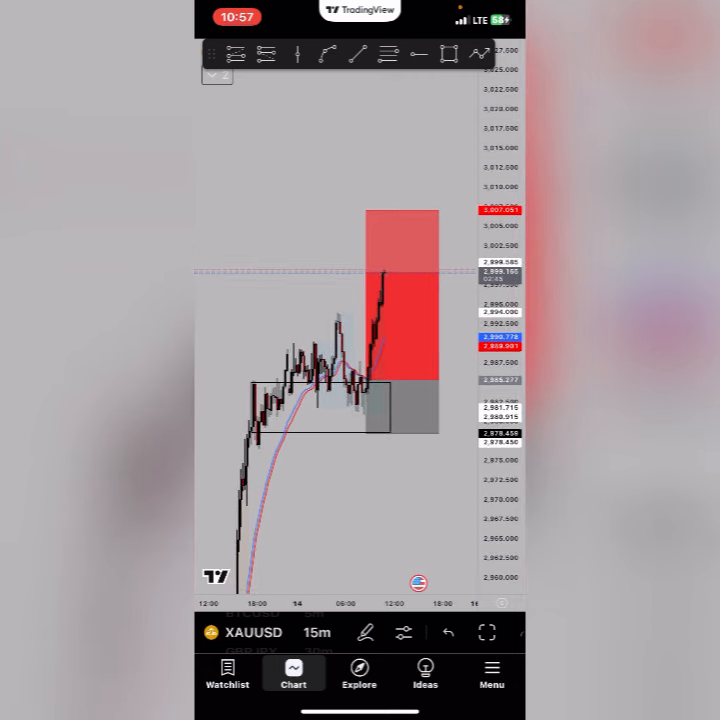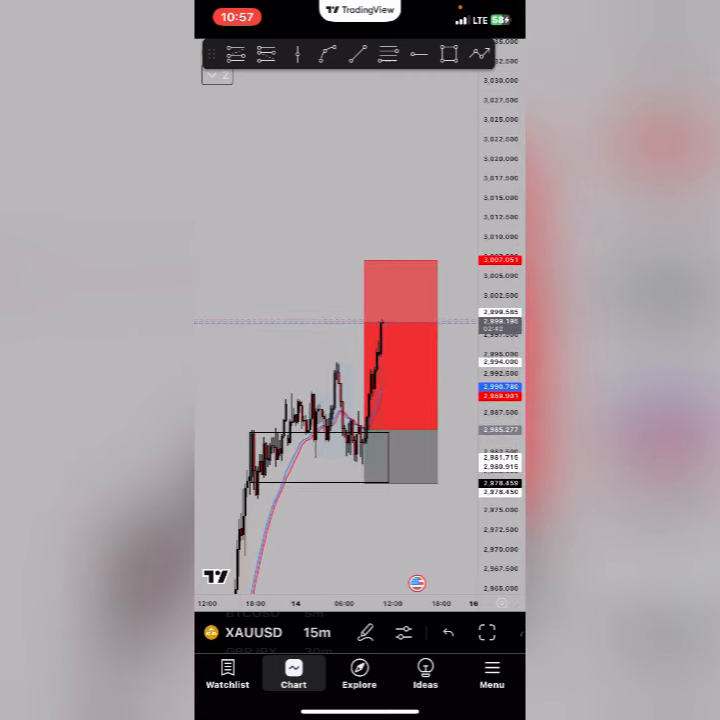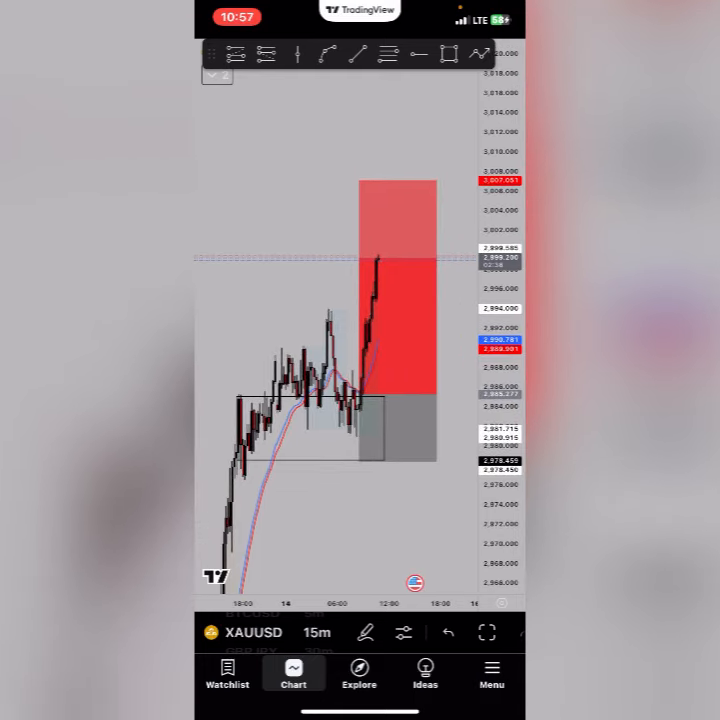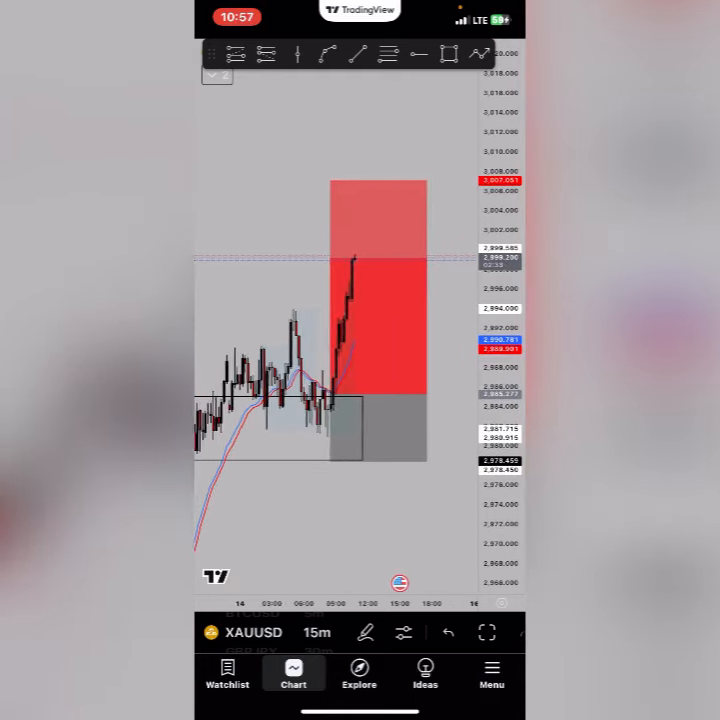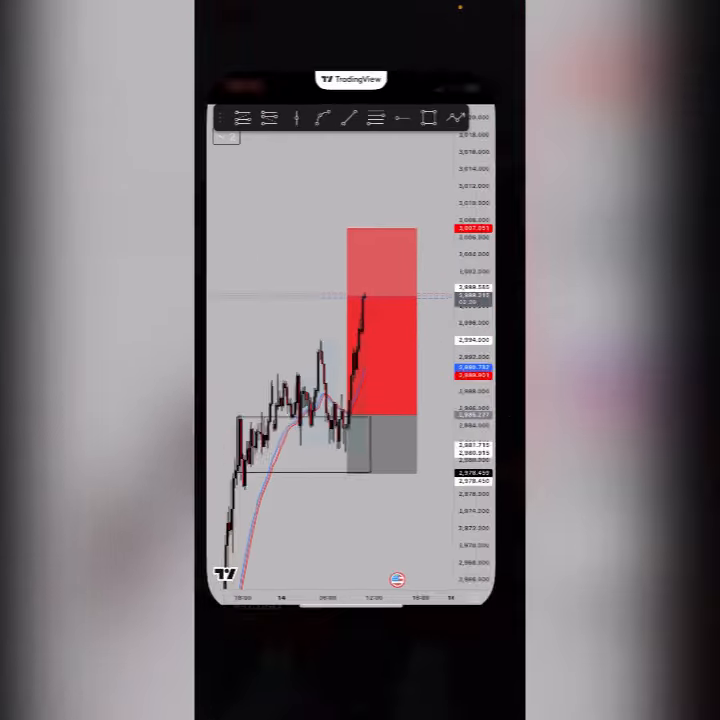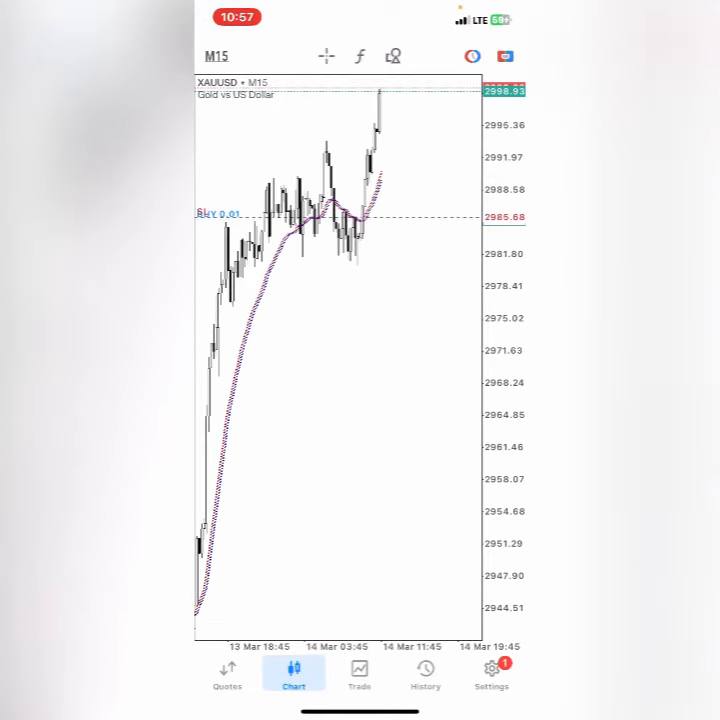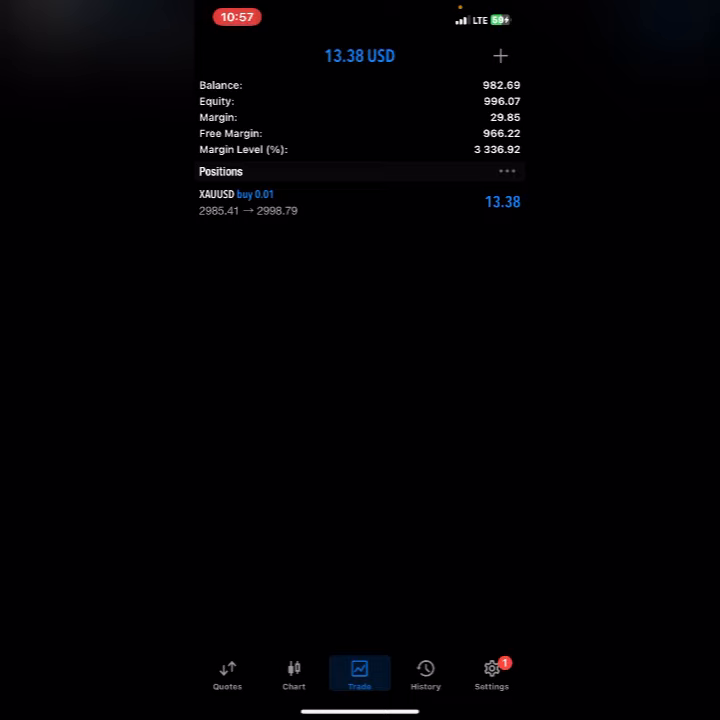As you can see, I took this buy on gold, and I'm in profit right now. Just immediately after the London open, I took this buy on gold. I just entered one position, and let me show you on my MT5. As you can see, I just entered one position, 0.01. I'm currently in profit about $13 right now.